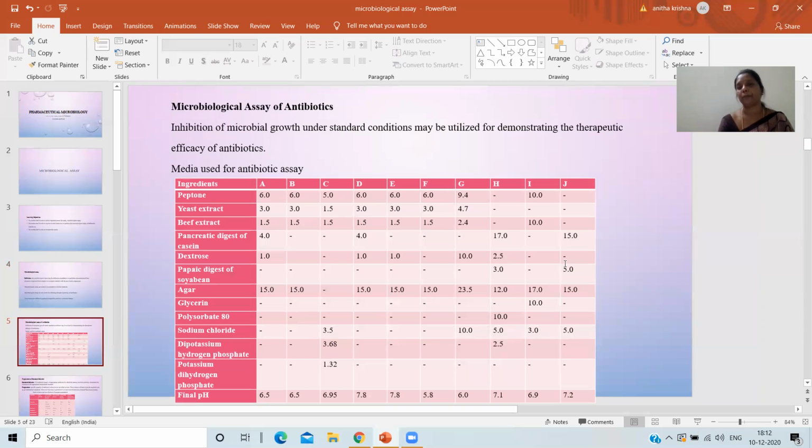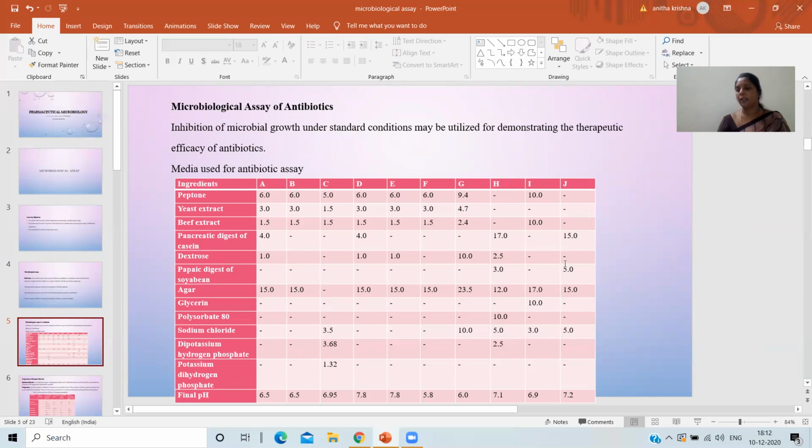Now, talking about the main topic, microbiological assay of antibiotic. Here we are trying to demonstrate the therapeutic activity of a drug or an antibiotic by using standard conditions. So we are trying to inhibit the growth of microorganisms under standard conditions. These conditions are utilized to demonstrate the therapeutic efficacy of a drug. It can be an antibiotic, and since we are talking about antibiotics, it is an antibiotic.